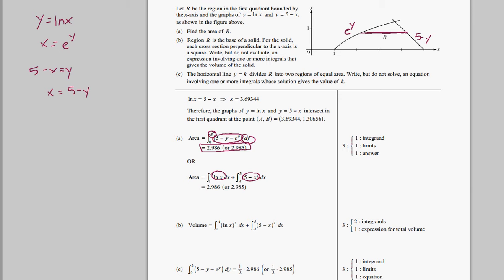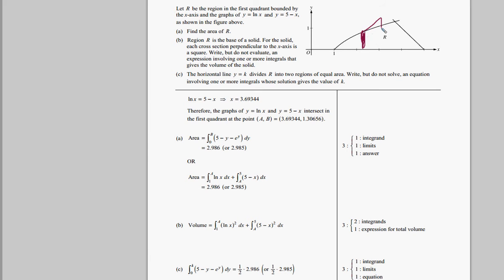If we looked at part B rather, we have a situation where region R is consisting of cross sections that are perpendicular to the x-axis. So we have those strips going vertically. And then write but do not evaluate an expression involving one or more integrals that gives the volume of the solid. Notice they are saying that those are forming squares, so if you can kind of visualize this, it's coming out at you like so.